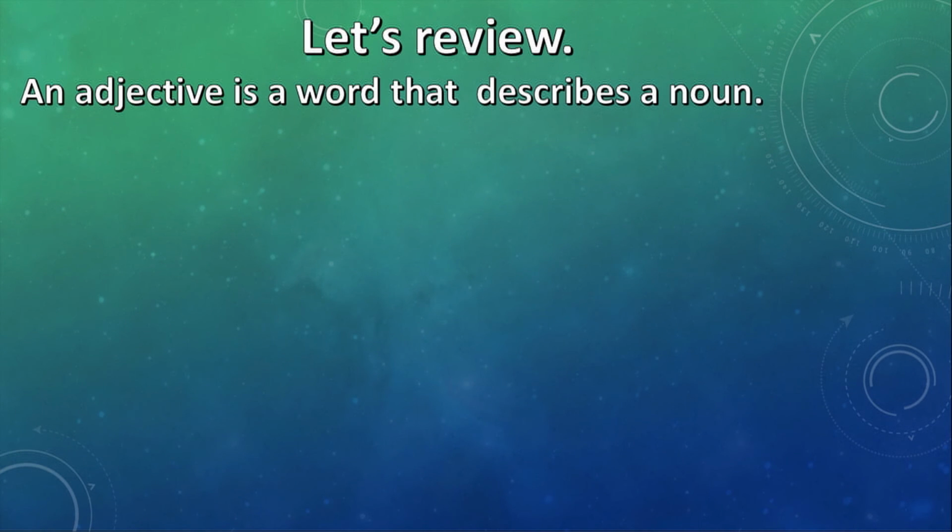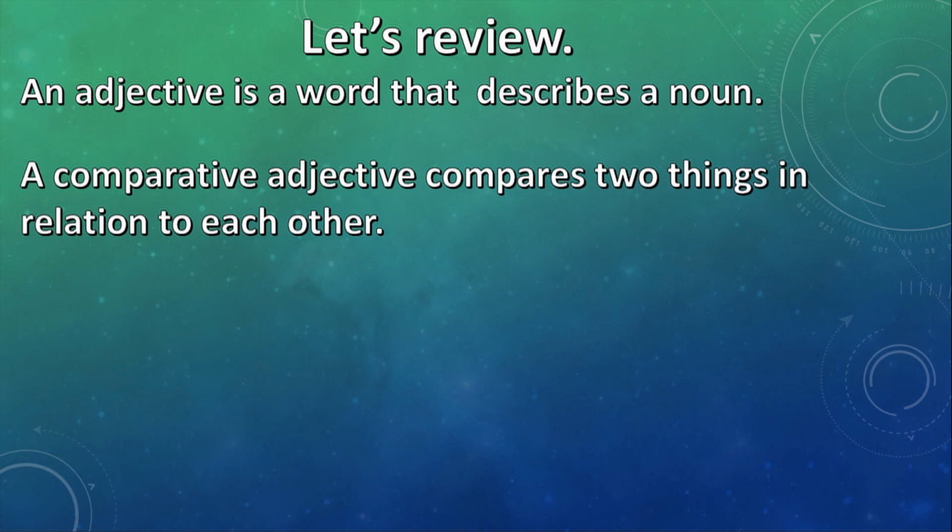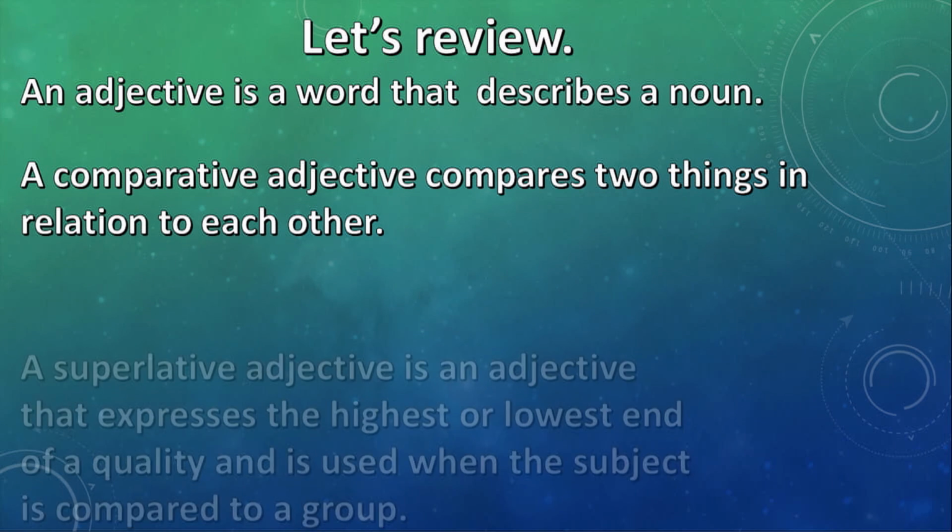Let's go through a little review. An adjective is a word that describes a noun, remember, like a noun is a naming word, and a verb is an action word, an adjective is a describing word, right? Comparative adjective here compares 2 things. So if it's only 2 things, it can be used there. It cannot be used for more than 2 things, right? And in relation to each other.